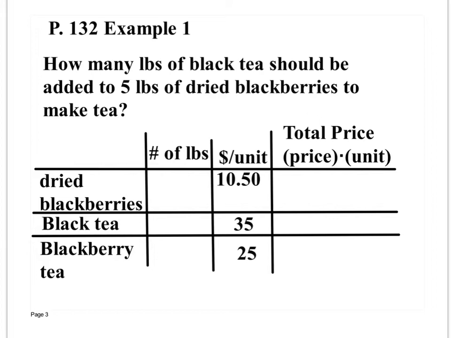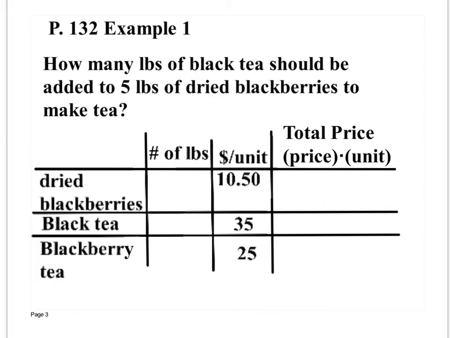All right, what they tell us is a company sells blended tea for $25 a pound. All right, that's this blackberry tea right here at $25 a pound. To make blackberry tea, they use dried blackberries right here that cost $10.50 per pound. And they blend that with their black tea that costs $35 a pound. Okay, so we're wanting to find out how many pounds of black tea should be added to 5 pounds of dried blackberries to make this blended tea, this blackberry tea they have.